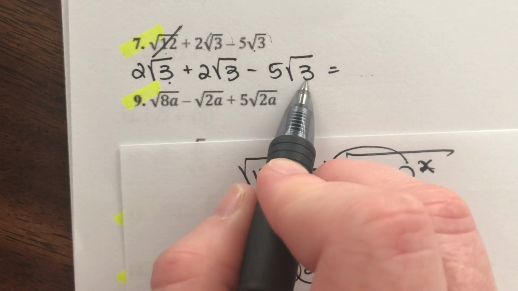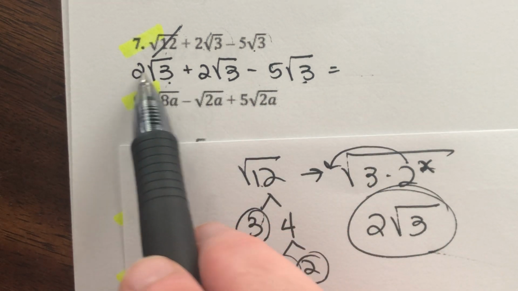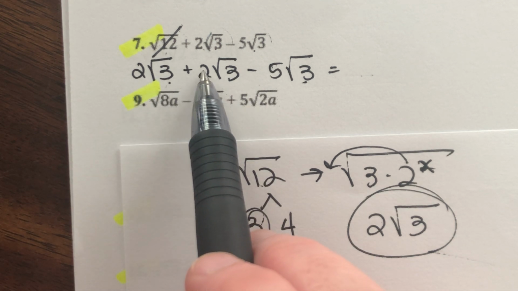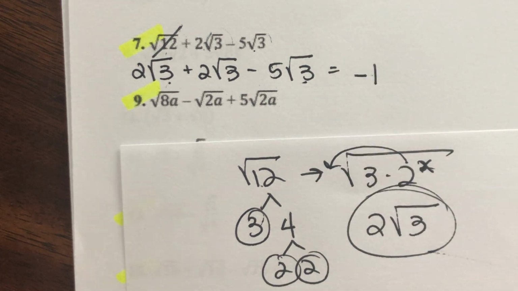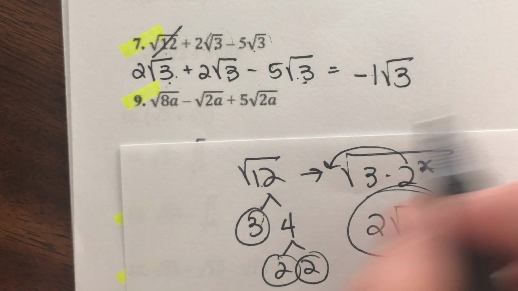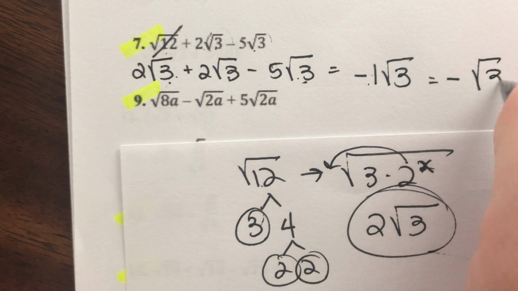All of my radicals match. So they're just my like terms. I'm not doing anything else with the radical. Now I'm looking at the numbers in front. 2 plus 2 is 4. 4 minus 5 is negative 1. So negative 1, and then my radical behind each one, square root of 3. And then when you have a 1, you don't have to write it. So I can just write negative square root of 3.